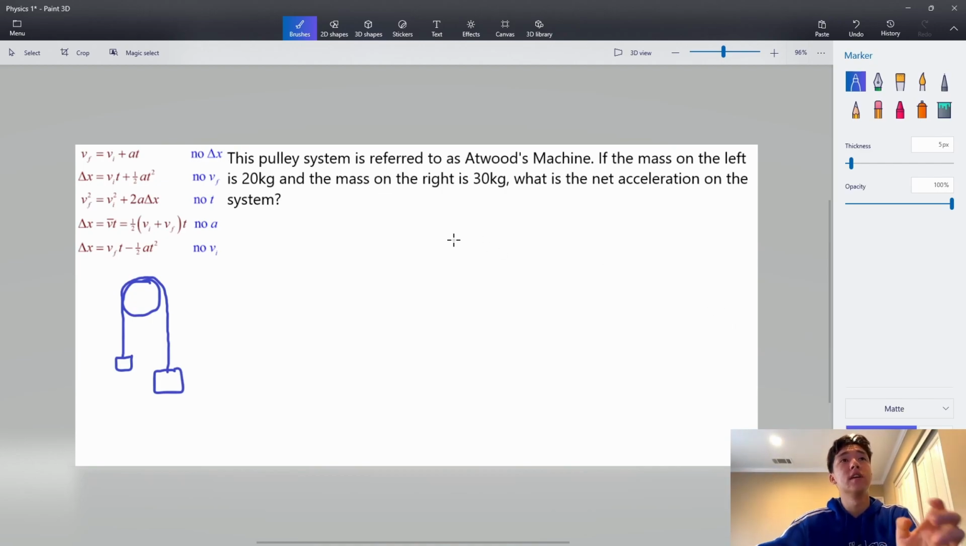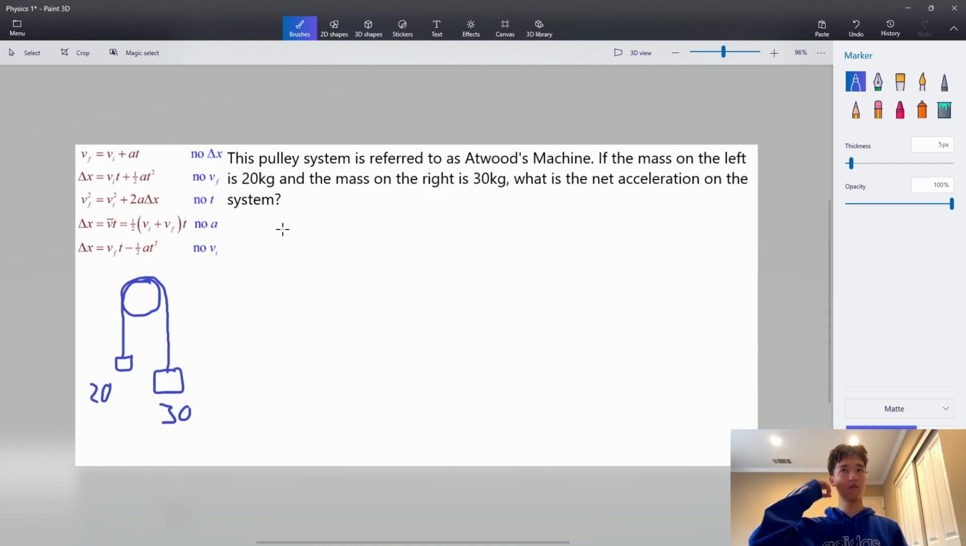So this pulley system is referred to as Atwood's machine, right here on the left. If the mass on the left is 20 kilograms, and the mass on the right is 30 kilograms, so this one's heavier, what is the net acceleration on the system?